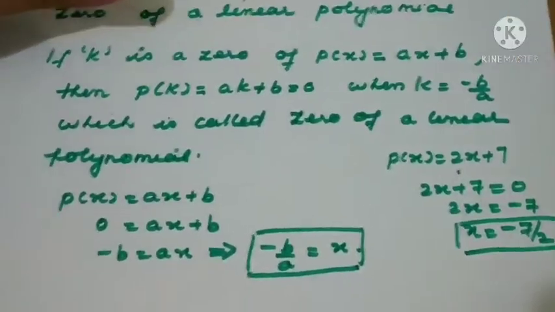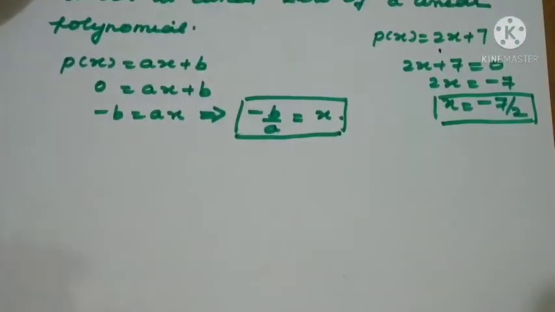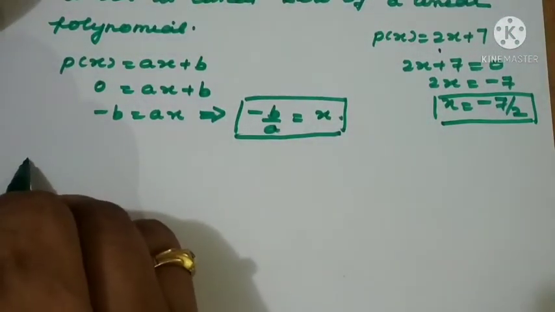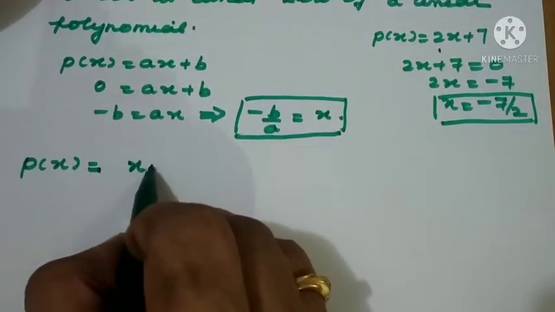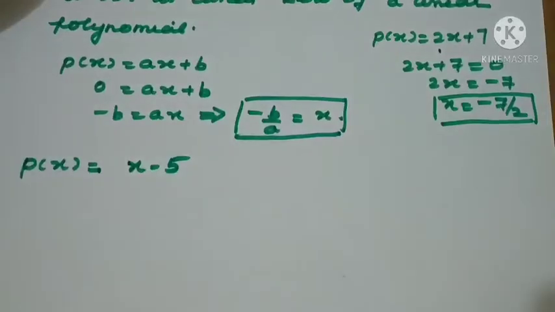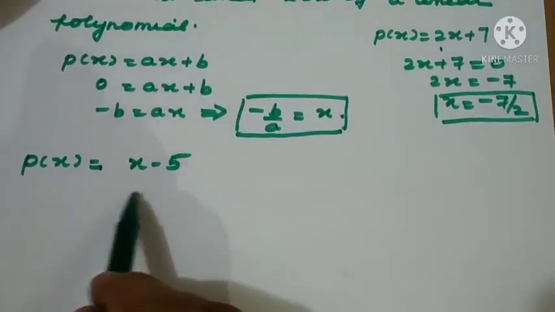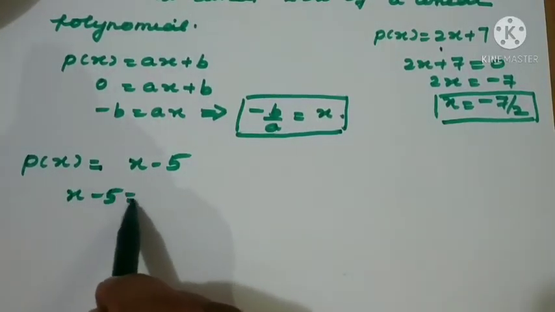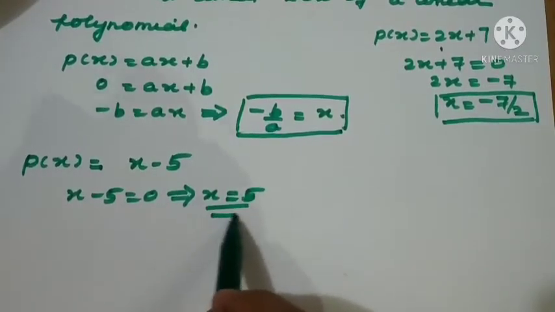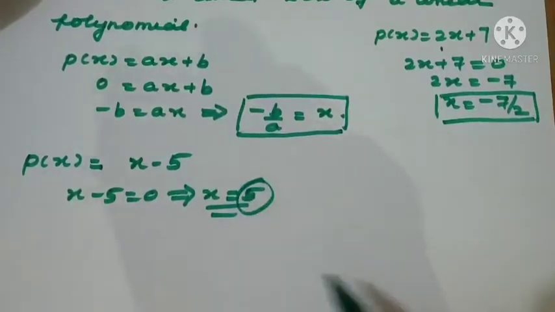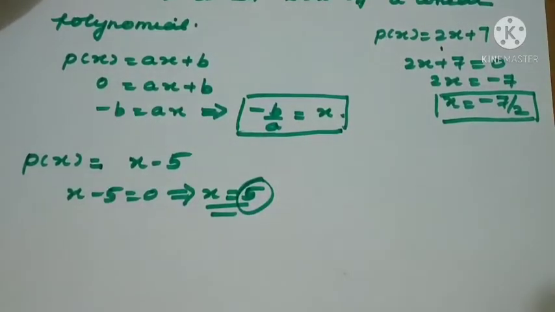Similarly, when we have a linear polynomial, we can find out the zeros. Let us take another example. p of x equal to x minus 5. What is the zero of this polynomial? We should equate x minus 5 equal to 0. This implies x equals 5. So 5 is called the zero of this polynomial x minus 5.